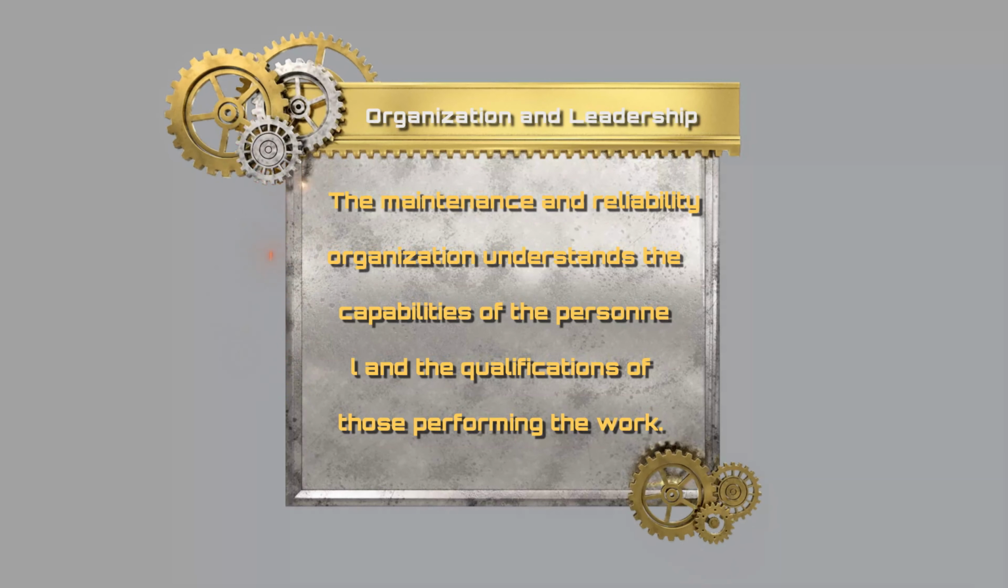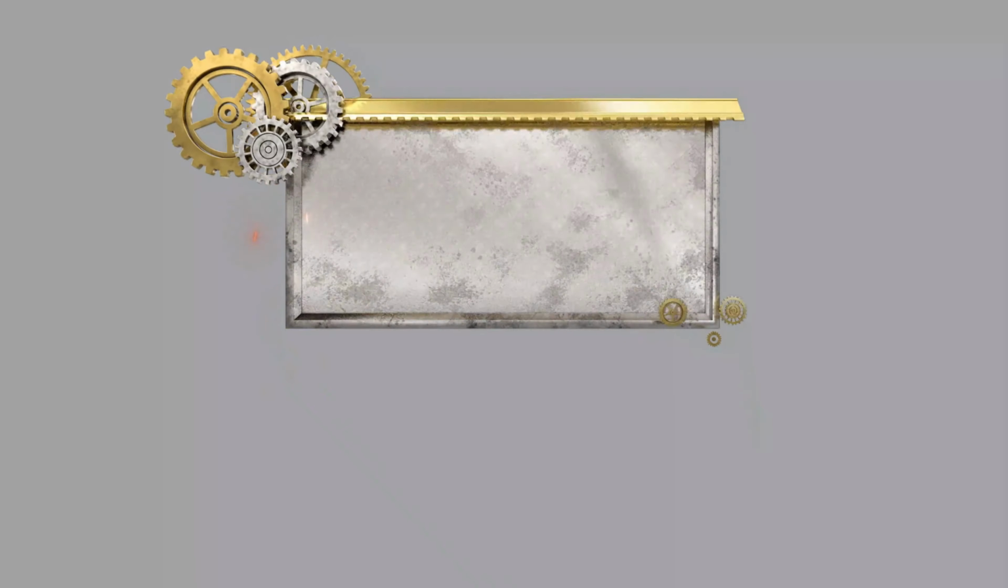Organization and leadership. The maintenance and reliability organization understands the capabilities of the personnel and the qualifications of those performing the work. Such examples would be having an organizational structure, skills assessment and job task analysis, performance analysis, and how you are training your staff.